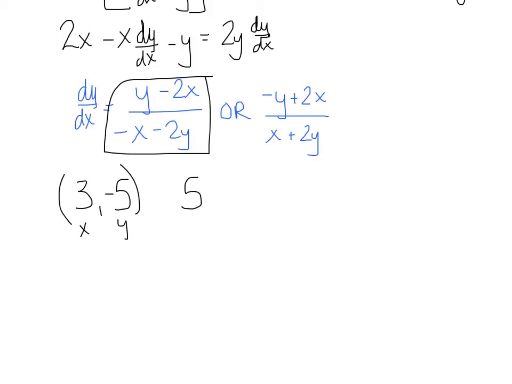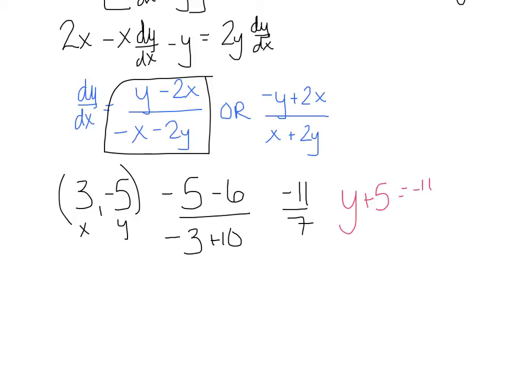So I have 5 minus 6 all over negative 3 plus 10. So that gets me a negative 1 over 7, which is incorrect because that was a negative 5. So I'm going to go with negative 11 over 7. Hopefully you caught that on me. And the equation of that tangent line then is y plus 5 equals negative 11 over 7 times x minus 3. Now I have to write one more because it said write the equation for each tangent line.